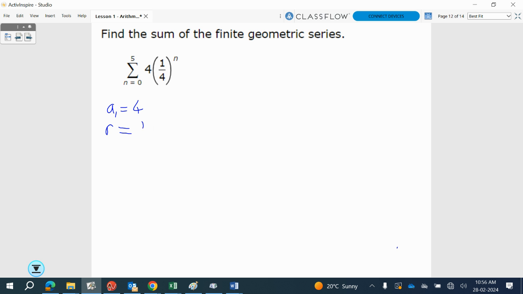What is the common ratio? We can see that fairly easily. That's 1/4, because every time we're multiplying by another 1/4. The n is going to go 0, 1, 2, 3, 4, 5, and it's going to keep multiplying by 1/4. The hardest thing is how many terms in the sequence? 6. Because it starts at 0 this time.